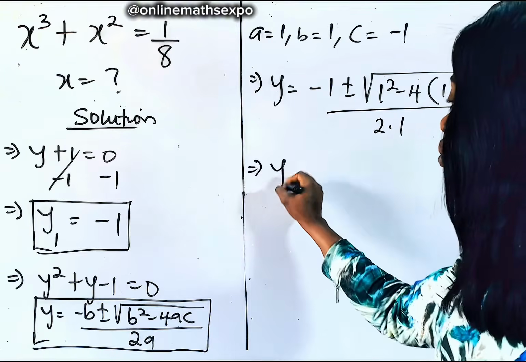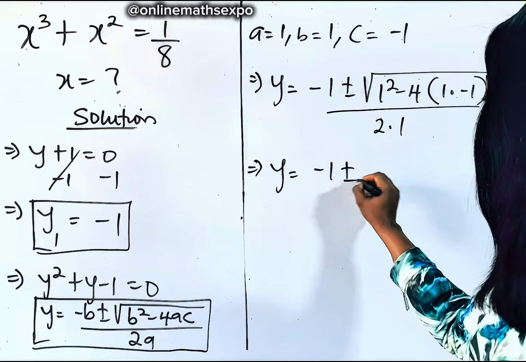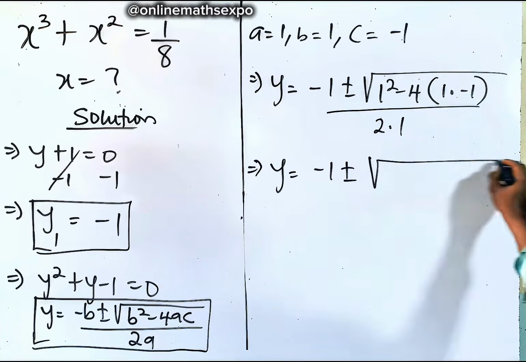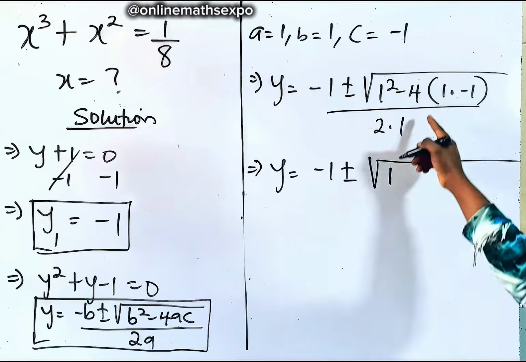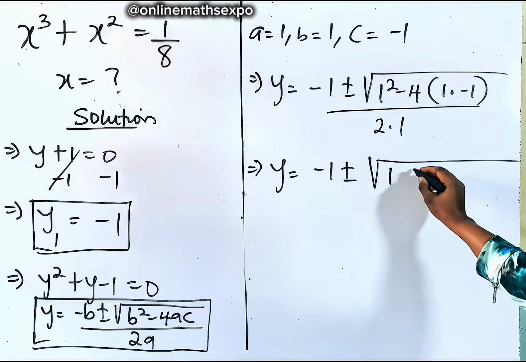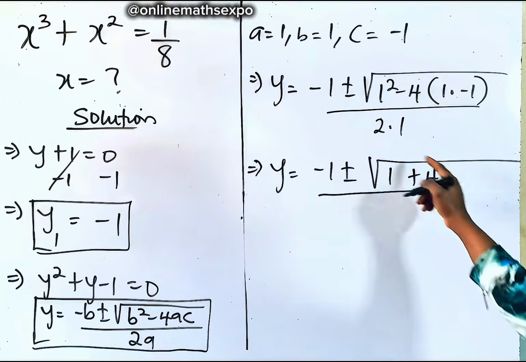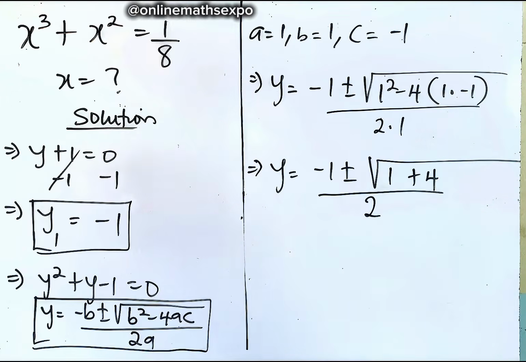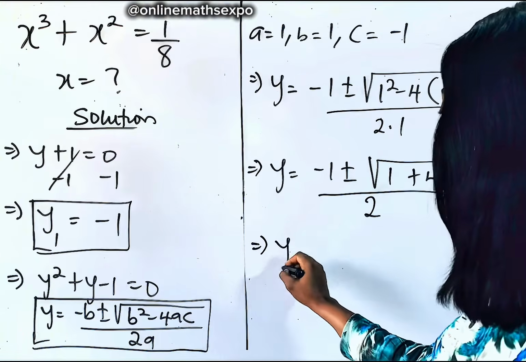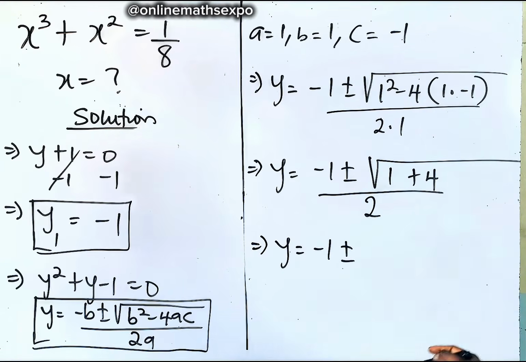So keep solving. y is -1 plus or minus square root of 1 squared is 1. If you multiply this, it gives you positive 4 and is divided by 2 times 1 is 2. So keep simplifying. y is negative 1 plus or minus.